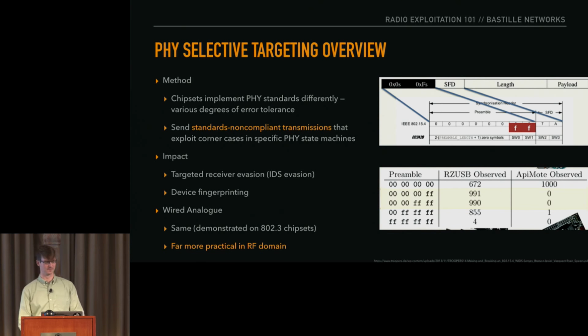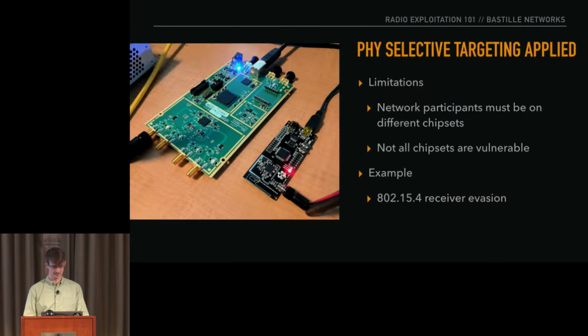The analog here, on wired networks, a similar attack has been demonstrated on 802.3 with Ethernet, targeting, I think it was Cisco switches. But this is far more practical and extensible in the RF domain just by virtue of how the RF medium works. Because it's promiscuous and you don't have to be physically tapped into the bus. You just have to be present, proximal to whatever devices you're going after. This is far more interesting.